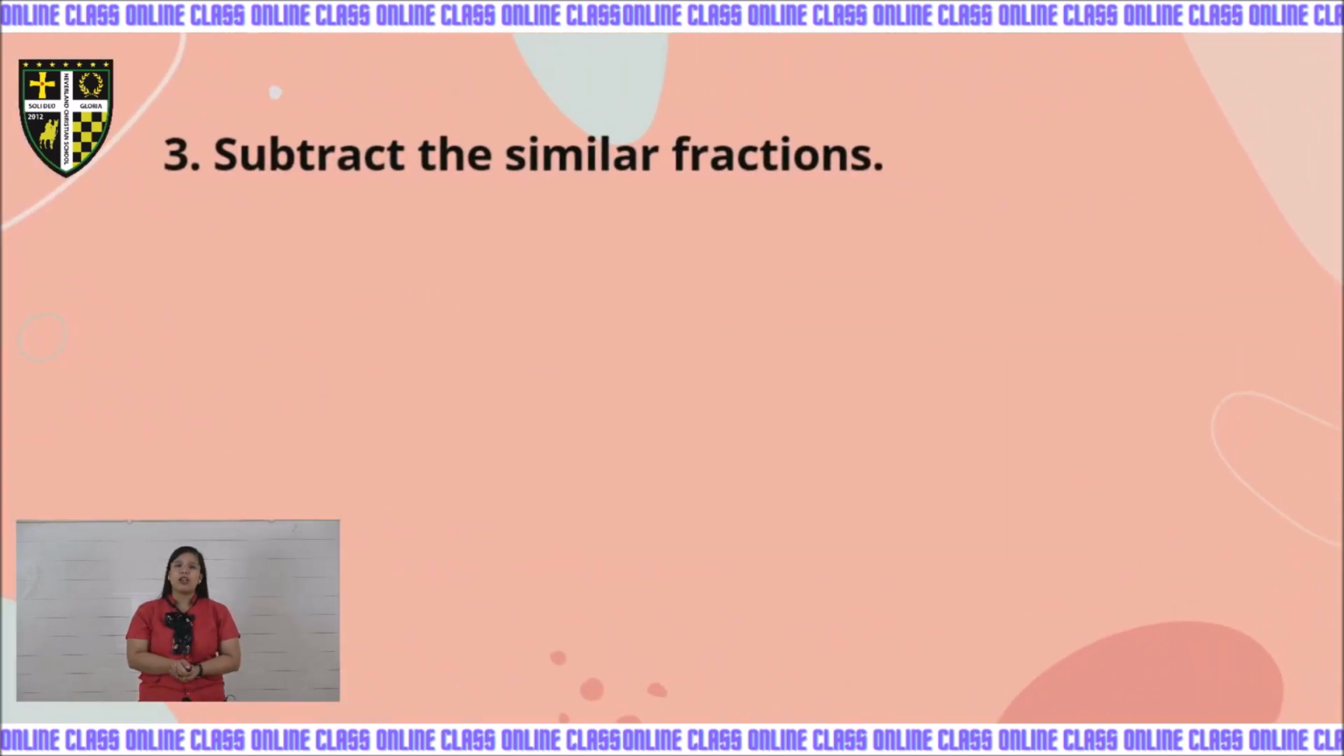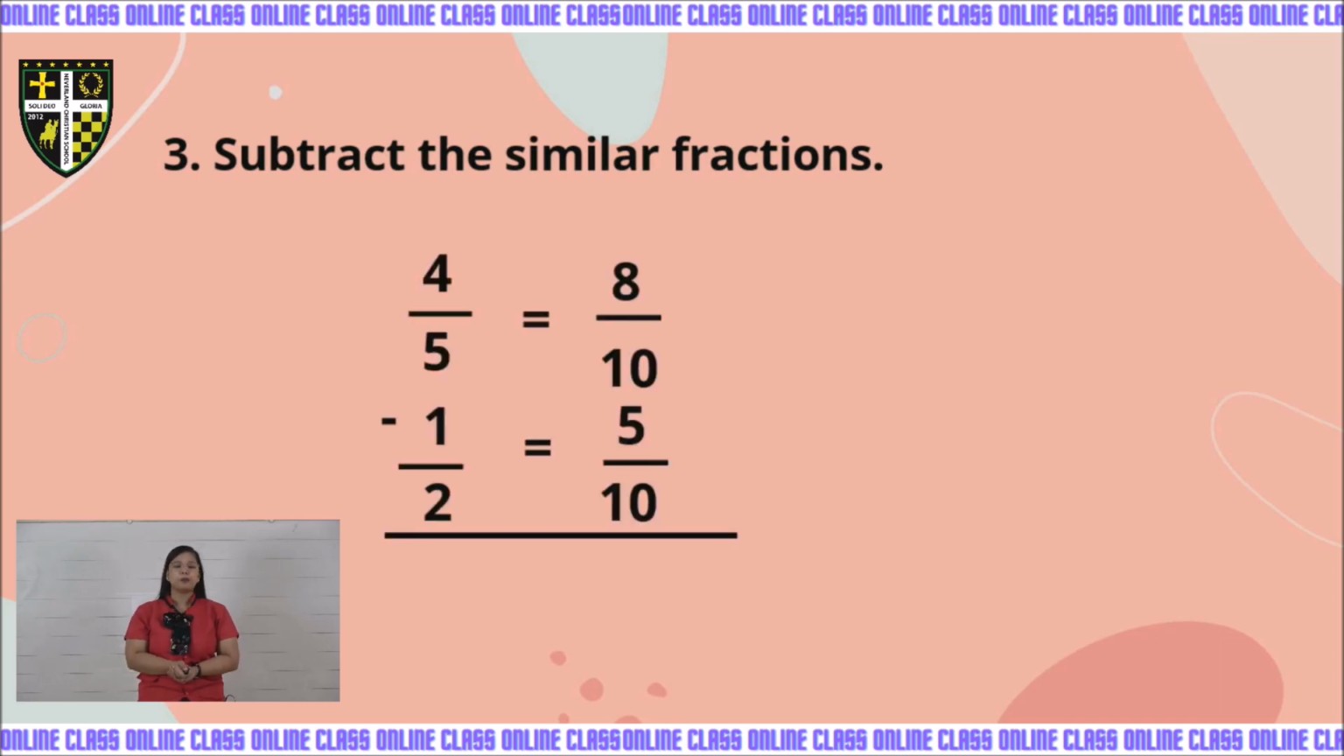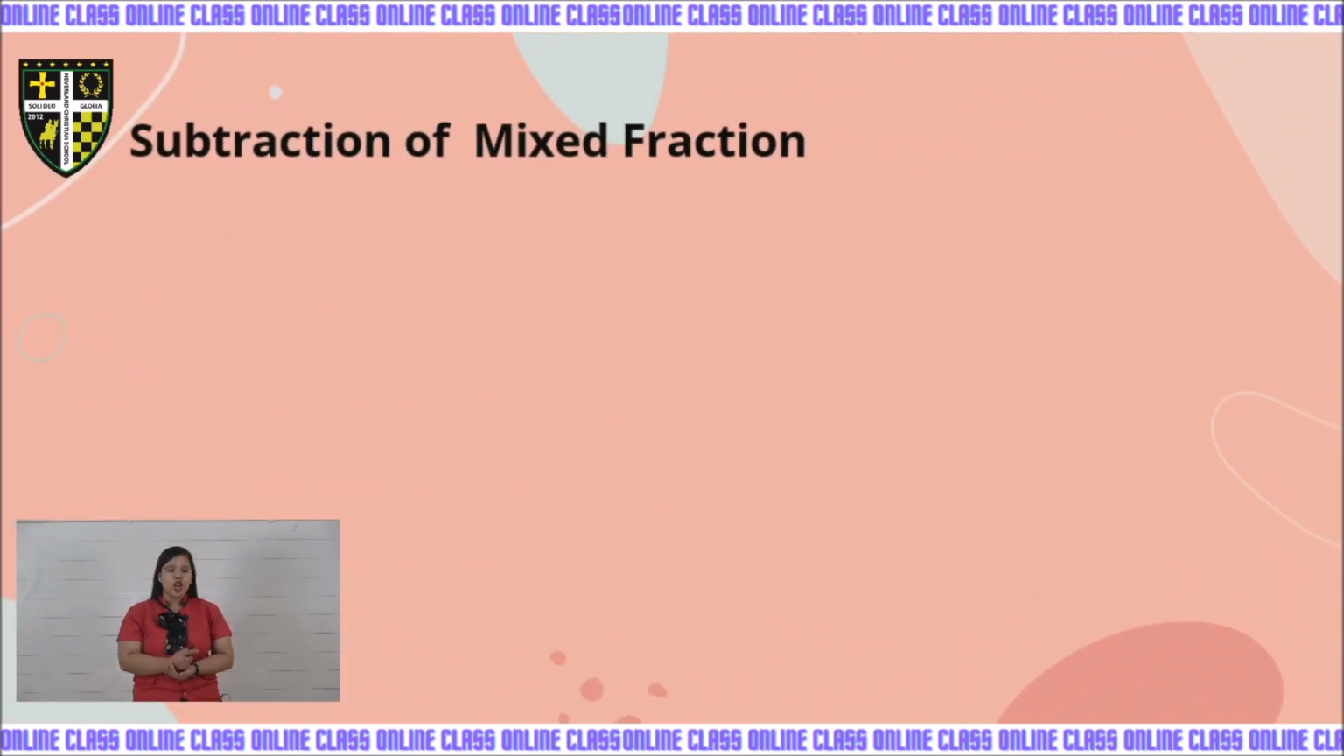Next step is we can subtract now the similar fractions because they have the same denominator now. So we will just rewrite them. First, you will just copy the denominator, which is 10, and you will just subtract 8 and 5. So we will have 3 tenths. Very good. So I have here another example.